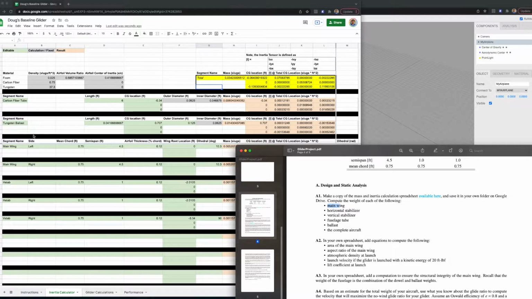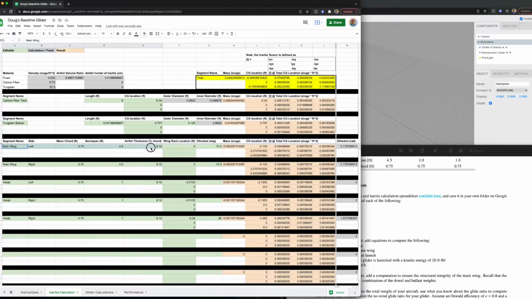Okay, so we've got a different line here for each of our lifting surfaces. So I just typed in main wing. I said this is on the left-hand side. And we have to do the left and the right-hand side separate. So it actually takes me 2 lines here to put the whole main wing in. It's got a mean chord of 0.75, a semi-span of 4.5 on each side, airfoil thickness of 12% or 0.12.